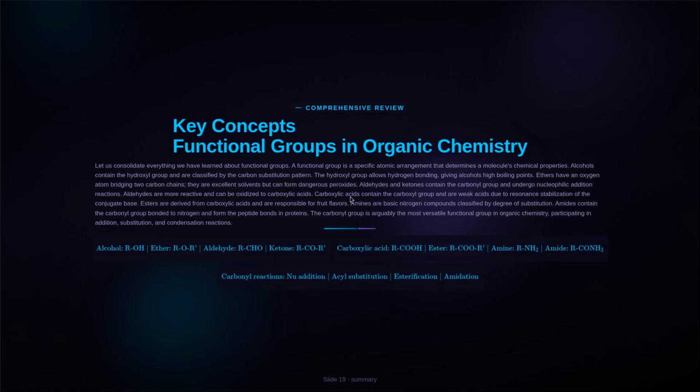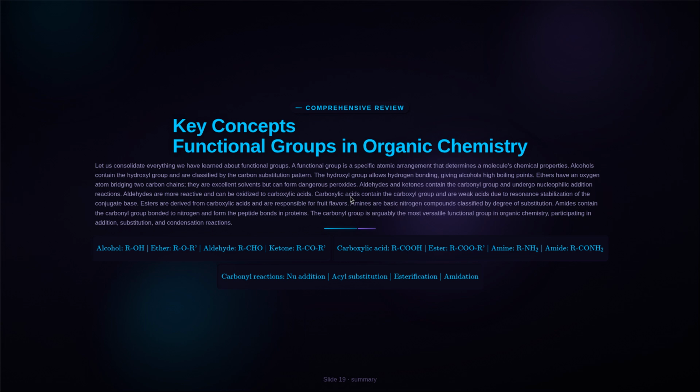Let us consolidate everything we have learned about functional groups. A functional group is a specific atomic arrangement that determines a molecule's chemical properties. Alcohols contain the hydroxyl group and are classified by carbon substitution, primary, secondary, or tertiary. The hydroxyl group allows hydrogen bonding, giving alcohols high boiling points.